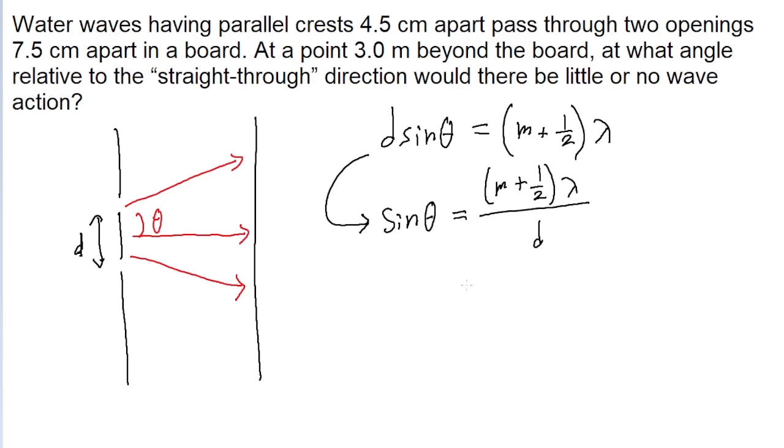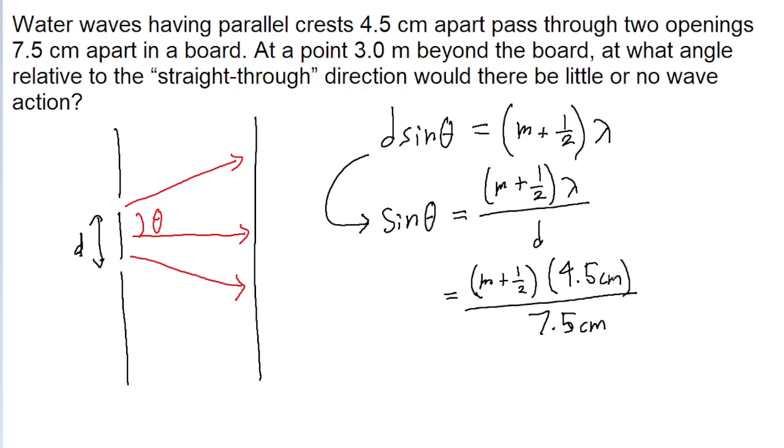I'm actually going to plug in some of the values we were given in the problem to make this a little easier. So this m, we don't know what m is yet, plus 1/2 multiplied by the wavelength, so that's 4.5 centimeters, all divided by d, the distance between the openings, which is given in the problem as 7.5 centimeters.